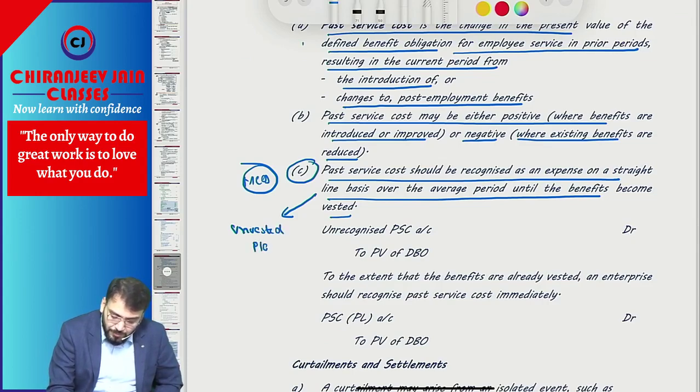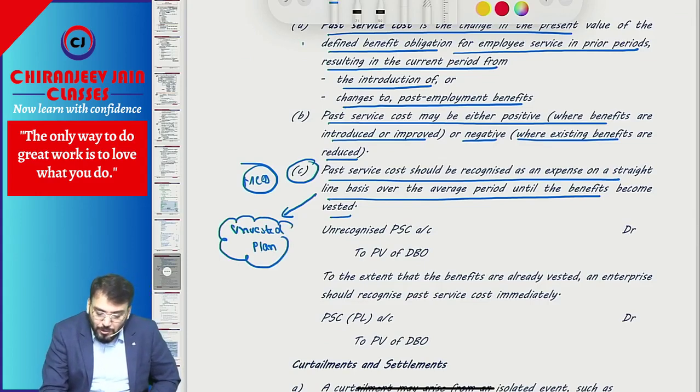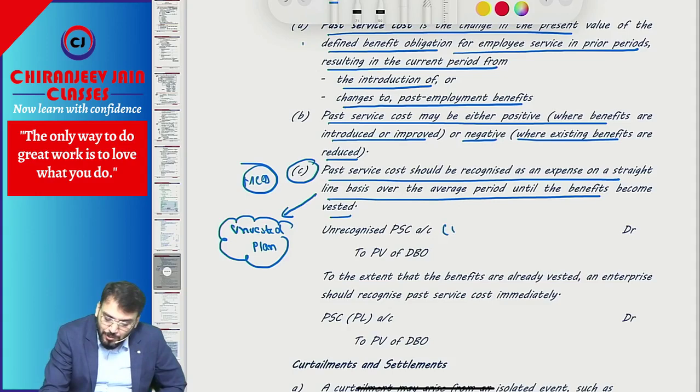Unvested plan. So we'll call it unrecognized or unamortized, whatever. You can write unamortized past service cost account debit to present value of DBO. The better one is unamortized, which will be amortized during the remaining vesting period. Correct? Sometimes in exams they will say unrecognized. But if it is unrecognized, then why are you passing a journal entry? So the better word is unamortized.